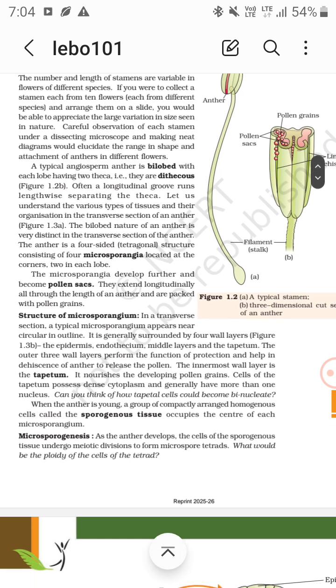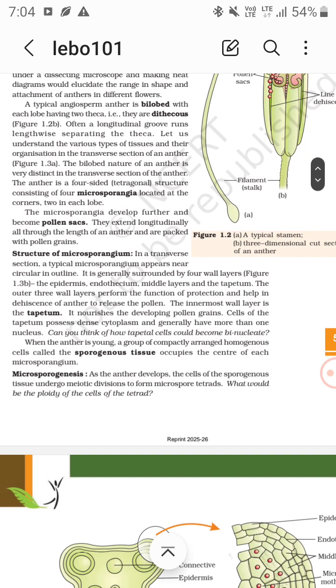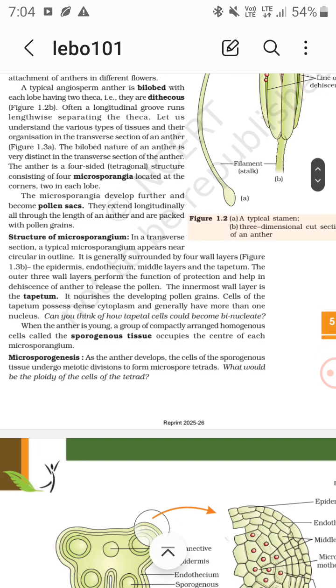Inside the pollen sacs there is formation of microspores from the sporogenous tissue. The microspore mother cell is diploid, it goes through meiosis and forms microspores. After maturation, the microspore becomes a pollen grain. So this is the structure of the microsporangium. It has four wall layers: epidermis, endothecium, middle layer and tapetum. Tapetum is for nourishment of the pollen grain. Epidermis, endothecium and middle layer are for protection and help in dehiscence when the anther is mature.